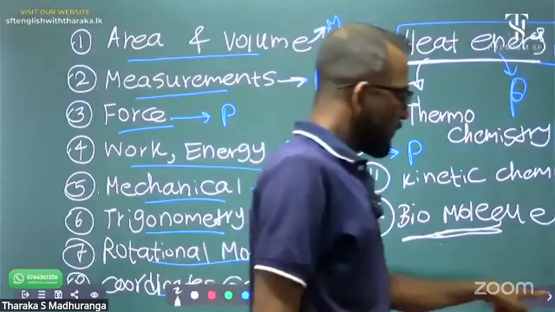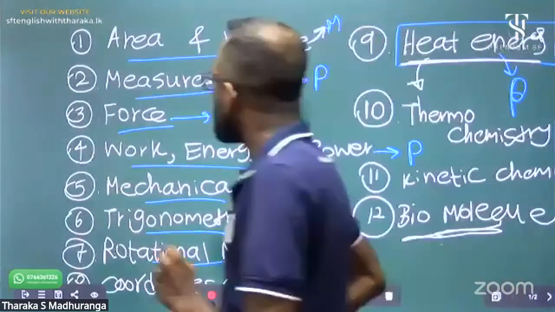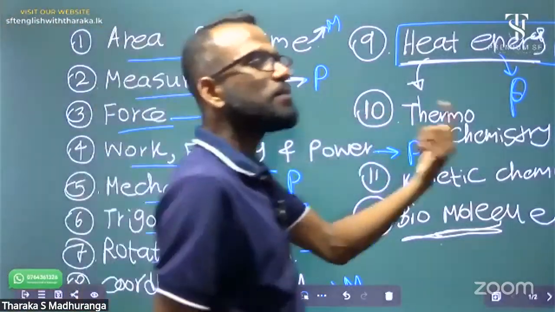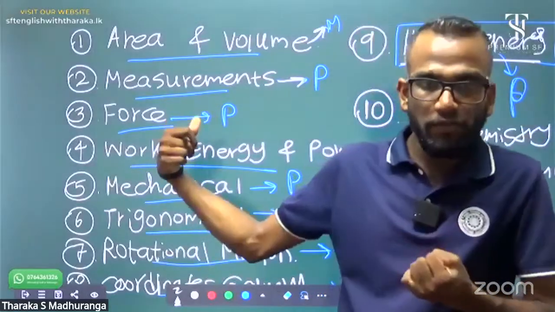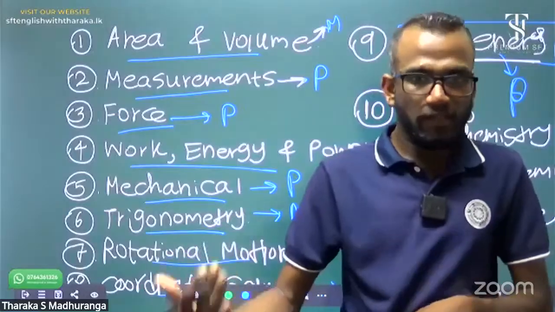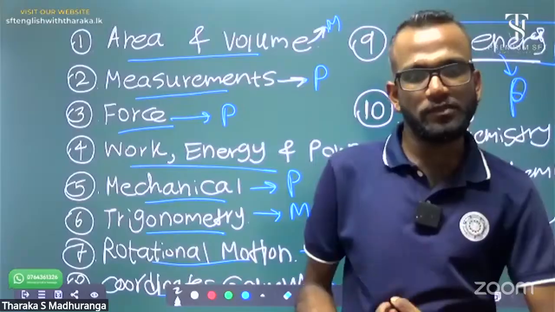Therefore, now we have to start discussing past questions. We should do questions like these now. Now you can start. You can find past paper questions, model paper questions, area and volume questions, measurement questions, and you can try them yourself. Try them yourself. If you have any doubt, you can ask me.